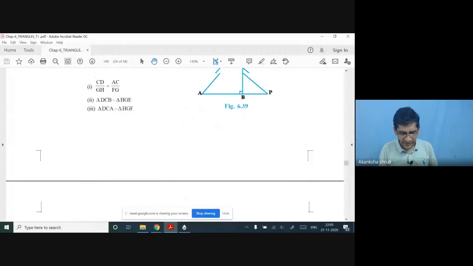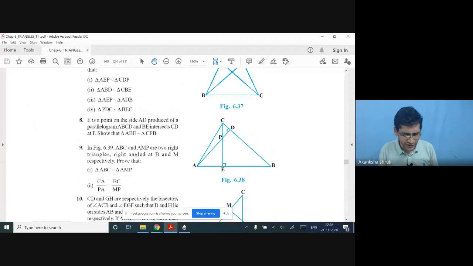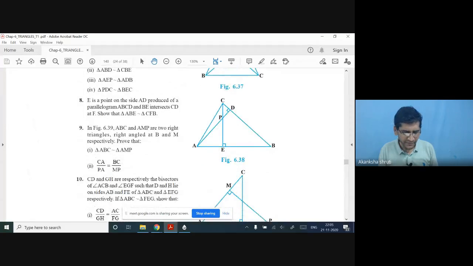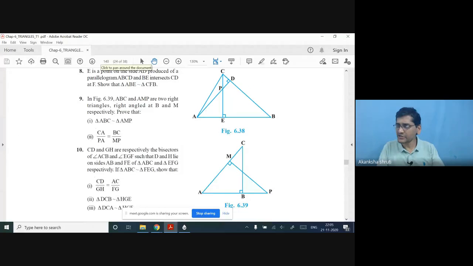Student, see whatever the concept of ratios I had explained. Question number 7 I have solved, but observe question number 9. What is this question? The ratio was asked. So first you have to prove the similarity, then you have to prove the ratio. It corresponds to figure 6.39. Here we get exactly the same concept and the same product or ratio: CA by PA is equal to BC by MP, the same ratio that we have proved there.